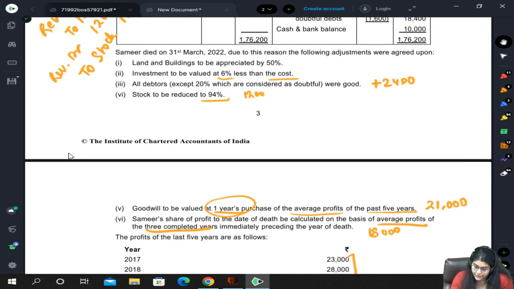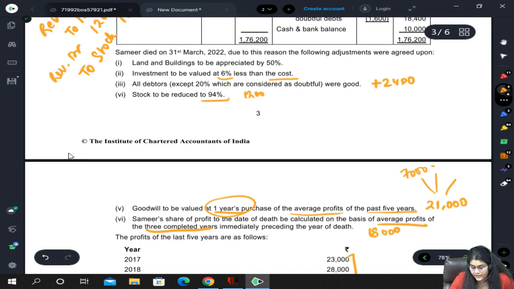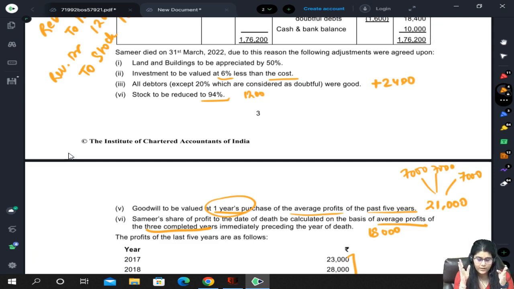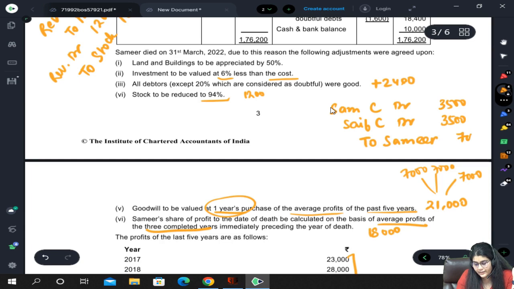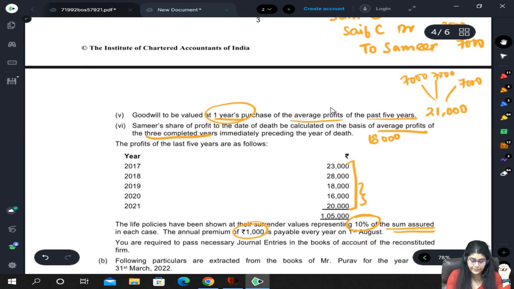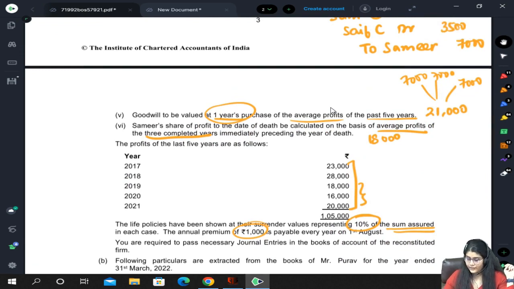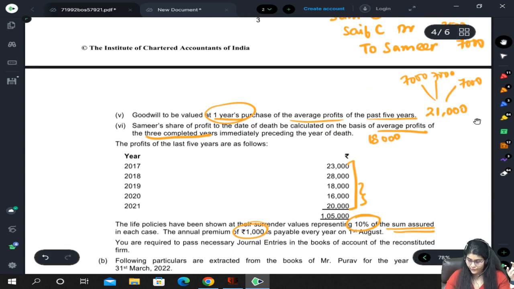Next, we have the goodwill entry. Goodwill was 21,000, divided again equally, 7,000, 7,000 and 7,000. Samir's share of goodwill should get equally divided between Saif and Sam, which means 3,500 and 3,500. So the journal entry passed will be Sam's capital debit, Saif's capital debit to Samir, because both of them have to pay out Samir. They will each pay 3,500 so that Samir gets 7,000 share of his goodwill. Finally, the 1,500 which is his share of profit credited to his account.